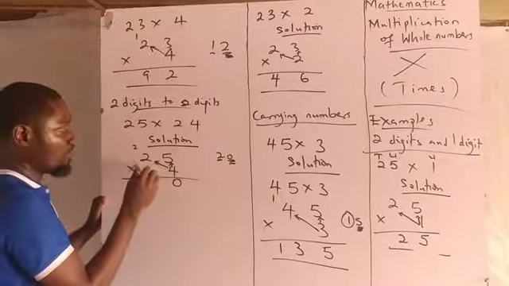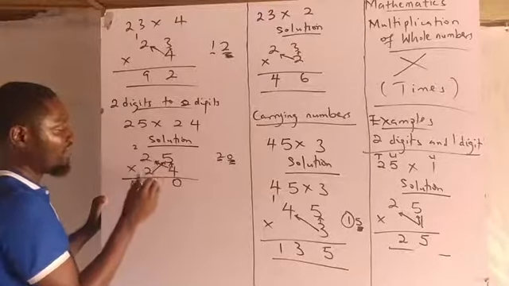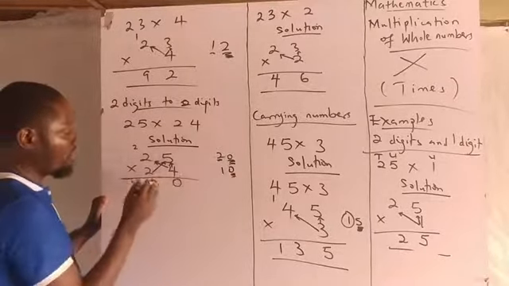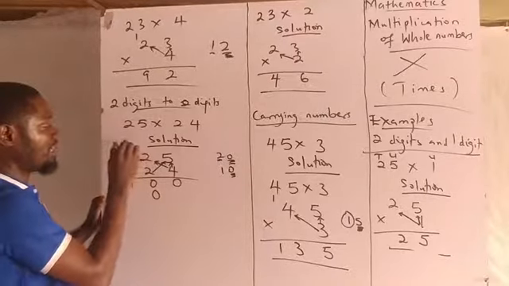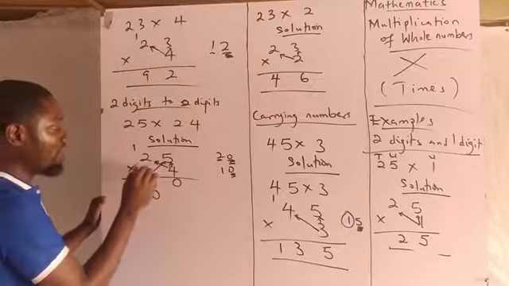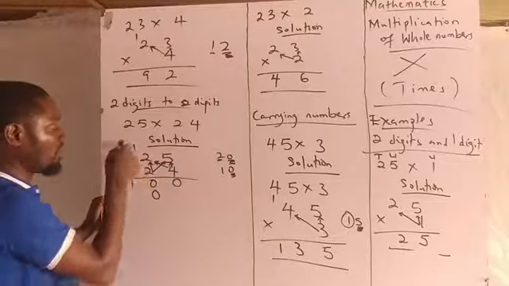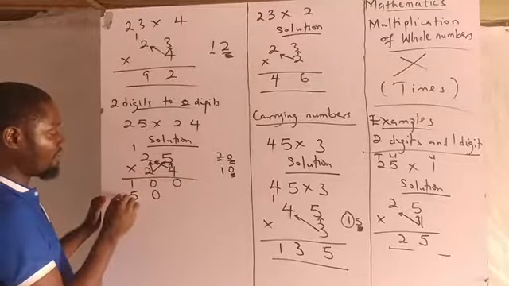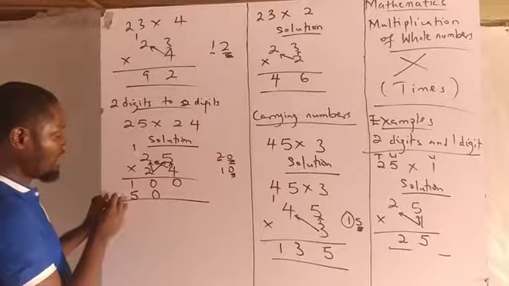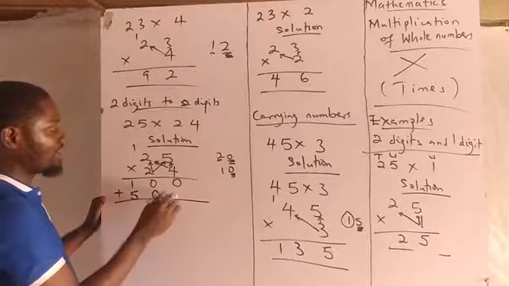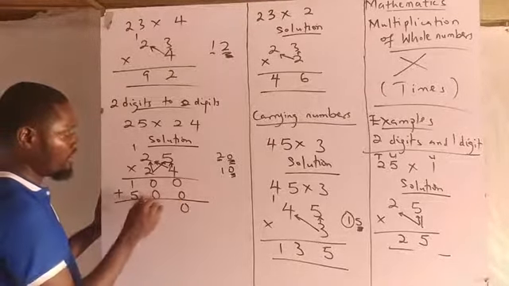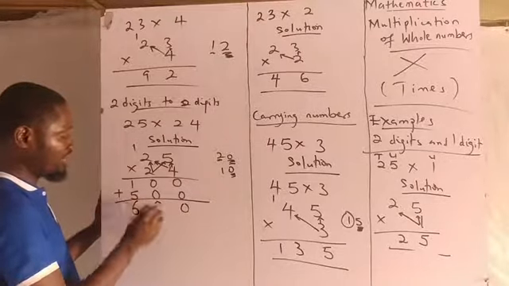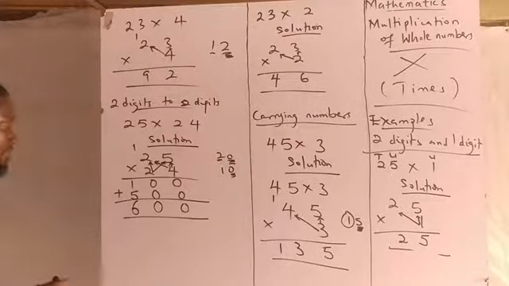Now start with 2. 2 times 5 is 10. Write your 0 directly under that 0. Carry 1 to this part. Then 2 times 2 is 4, plus the 1 you carried, 5. That is it. Draw your line. You add your 2 answers. Fill this gap with 0. 0 plus 0 is 0, then 0, and 6. So your answer is 600.